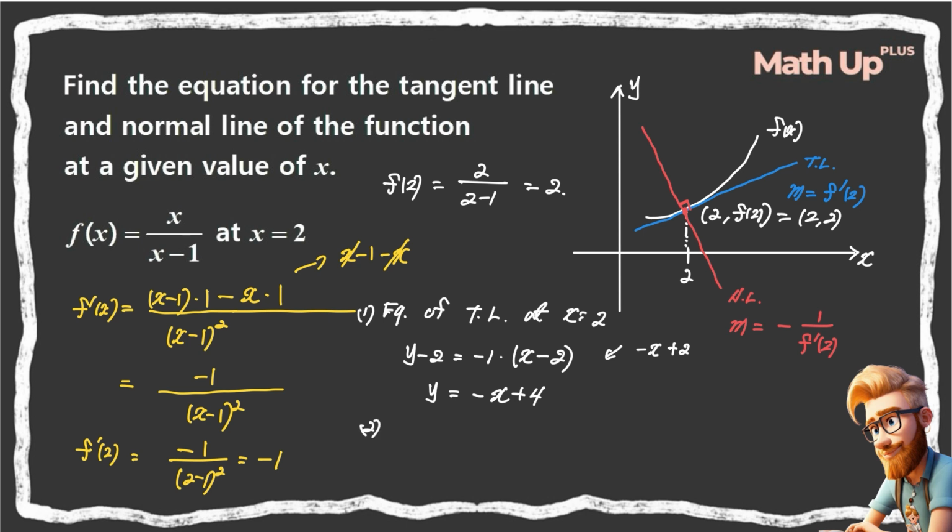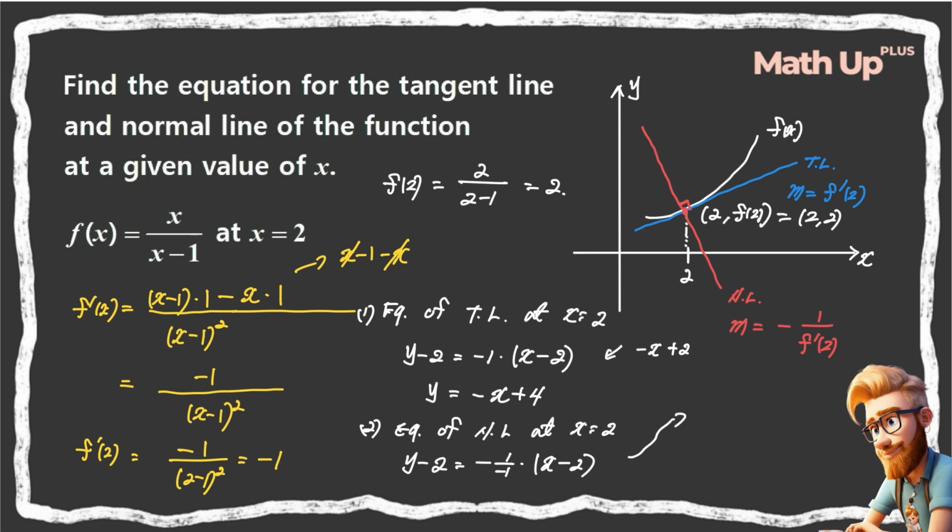Number 2, equation of normal line at x equal 2 can be written as y minus y1. The normal line passes through the same point, right? 2 comma 2. So y minus y1, which is 2, is equal to slope negative 1 over negative 1, which is equal to 1, right? Times x minus x1, 2.